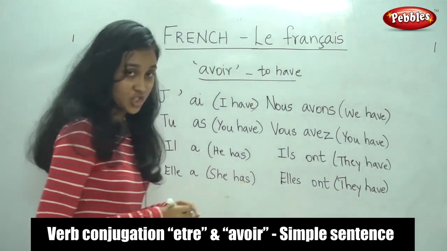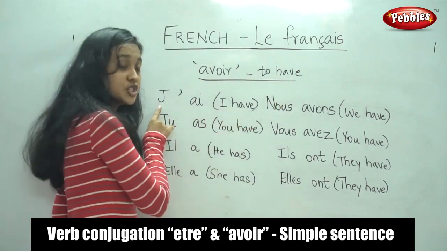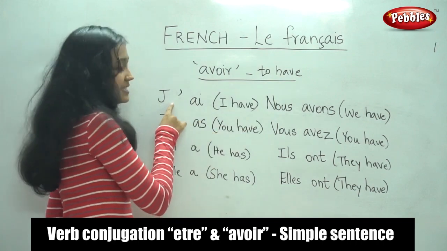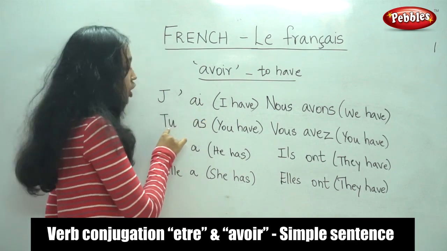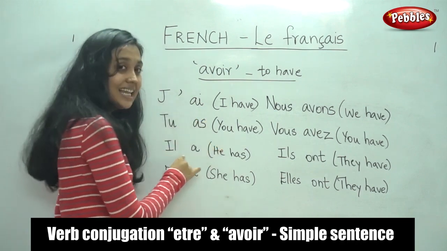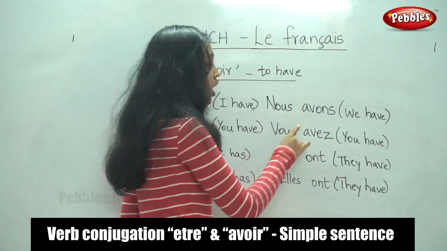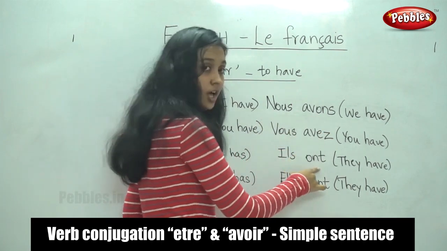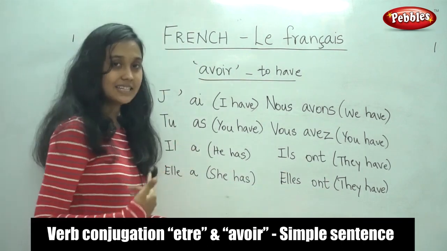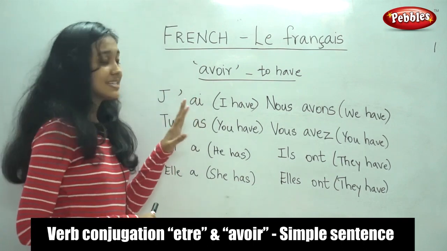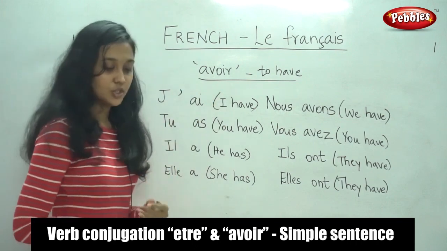So once again, let us see the conjugation for the avoir verb, which means to have. For je, it is ai. Since there is a vowel clash here, we include an apostrophe. So j'ai, tu as, il a, elle a, nous avons, vous avez, ils ont, elles ont. So you should keep practicing this verb. It is a bit different, just like the etre verb. It is not the same as the er verb. So etre and avoir are two important verbs that you need to learn.